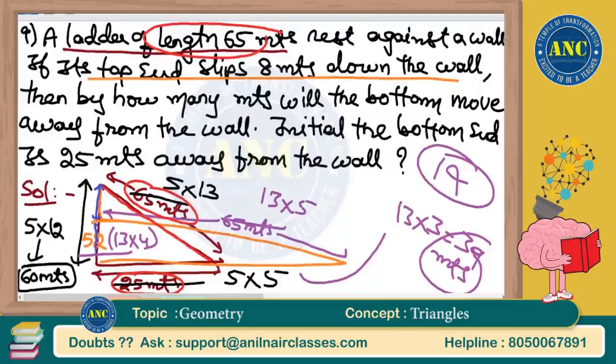So if this is 52 and this is the ladder, ladder is 13 5s are 65. These 13 4s are 52. These 13 3s are 39. Total is 39. That is 25. Remaining is nothing but 14 meters.